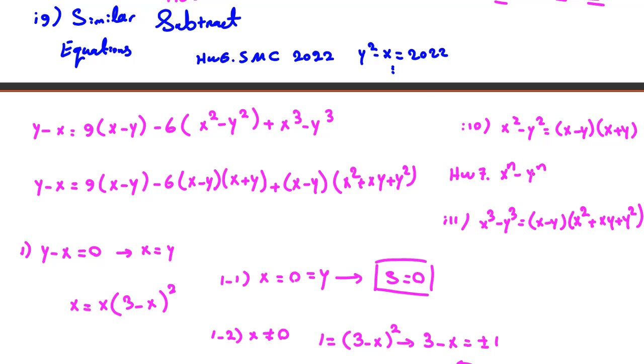Homework 7, you can write x minus y and factorize like this, and also x cubed minus y cubed, which we need here. So for x squared minus y squared, we write x minus y times x plus y. And for the next one, x cubed minus y cubed is x minus y times x squared plus xy plus y squared. Now we want to divide both sides by x minus y, or y minus x, but it shouldn't be 0. So we should consider two cases. First, let's consider y minus x equals 0.